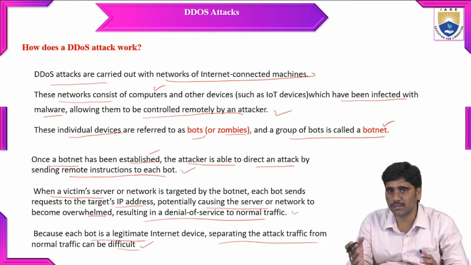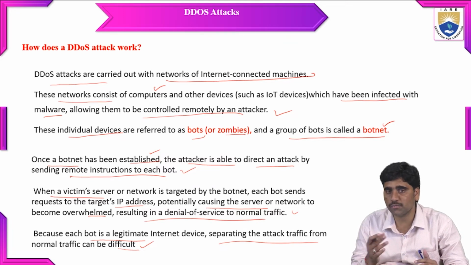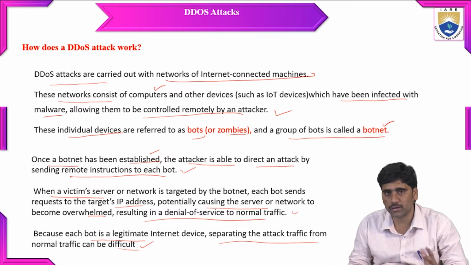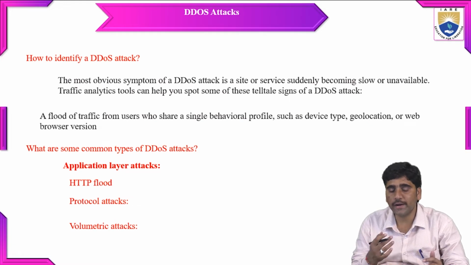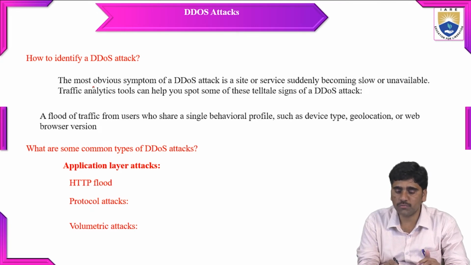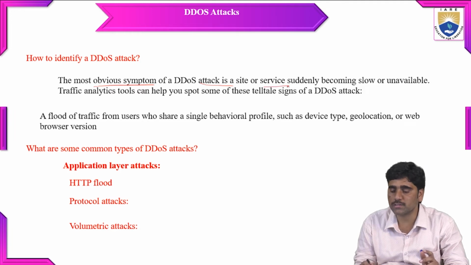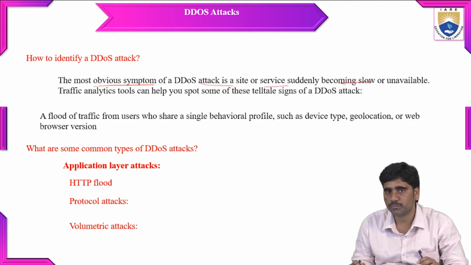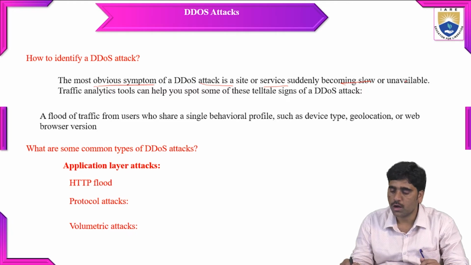So whenever the attackers target a machine, it automatically sends a flood of signals, which makes it difficult to distinguish normal traffic. How to identify a DDoS attack? So how are we going to identify DDoS attacks? The most obvious symptom of a DDoS attack is a site or service suddenly becoming slow or unavailable.